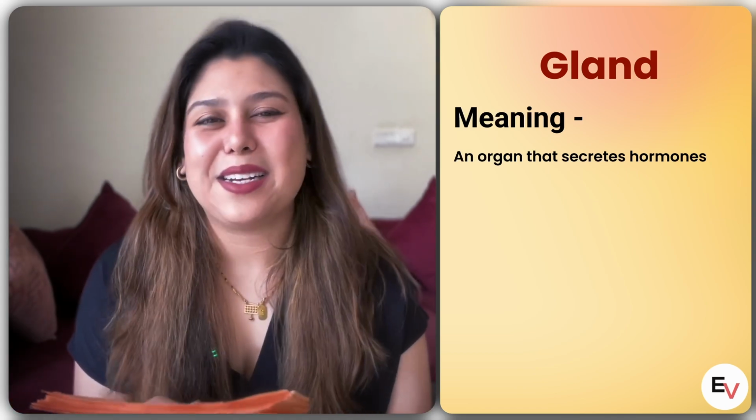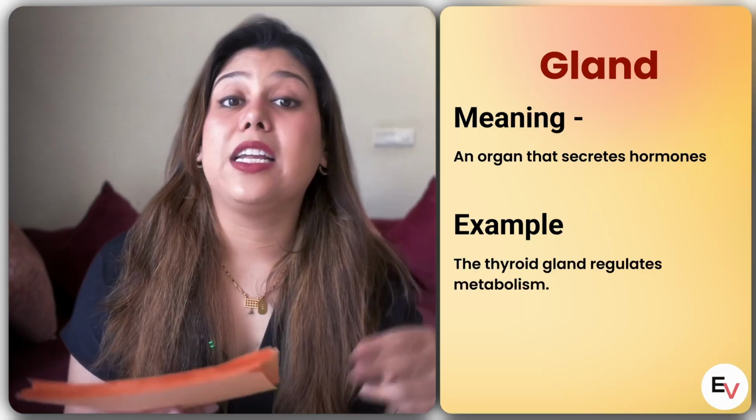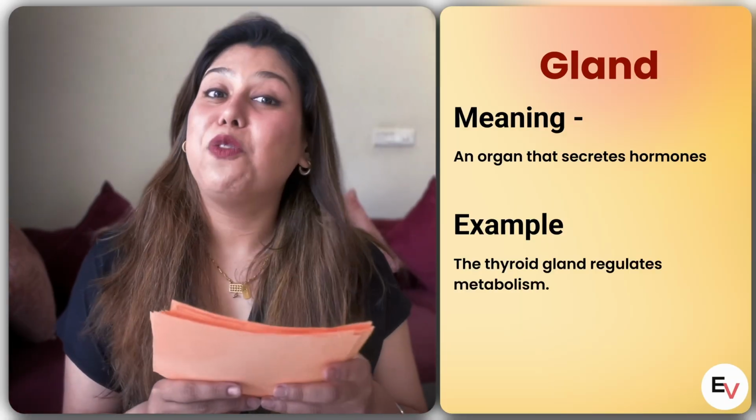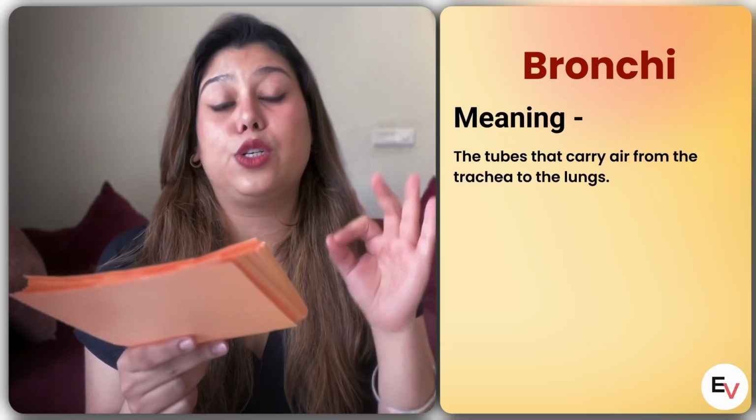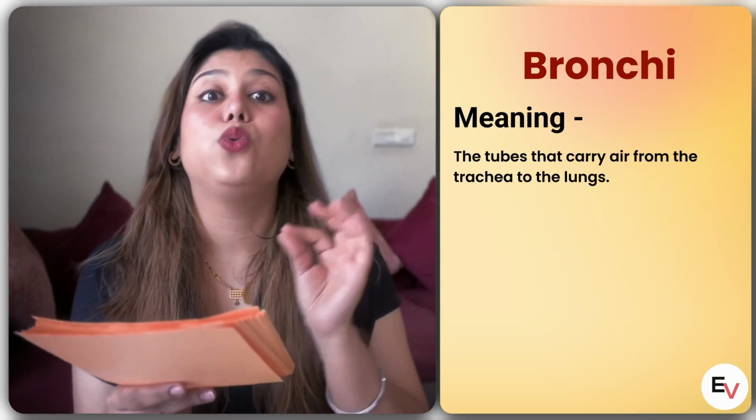Now let's frame a sentence with this word. The thyroid gland regulates metabolism. Moving on to your next word, which is bronchi. Repeat after me, bronchi. It is not bronchi, it is bronchi. It means the tubes that carry air from the trachea to the lungs.